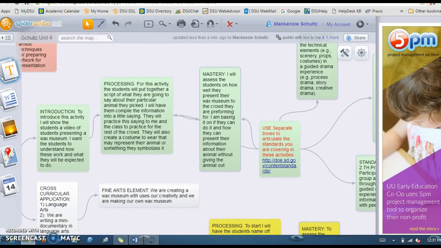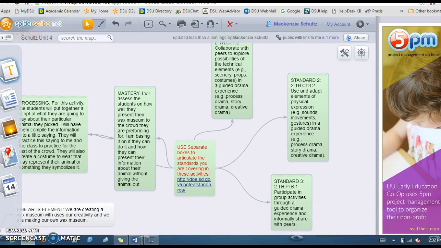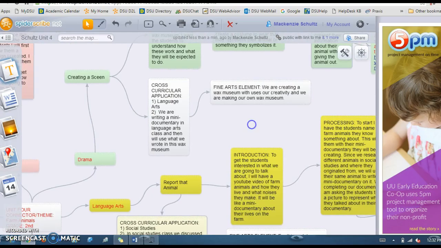For mastery, I will assess the students on how well they presented their wax museum to the crowd. I'm basically just having them perform it. It's a great idea for them to get out and talk about something that they have worked on so hard and to have them see something they presented. So, if they gave the topic about the right animal, that's kind of what I'll grade them on. And then my 3 standards over here are collaborating with peers, using physical expression, and participating in big group activities, which is a wax museum.